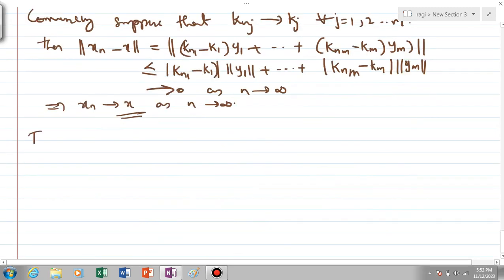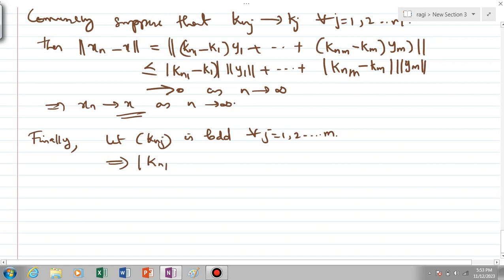Finally, we have to prove the case of boundedness also. Let the sequence knj be bounded for every j equal to 1 to m. Then we have to prove that the sequence xn is bounded also. Let this sequence be bounded, meaning modulus of knj is less than or equal to some alpha j for every j equal to 1 to m.